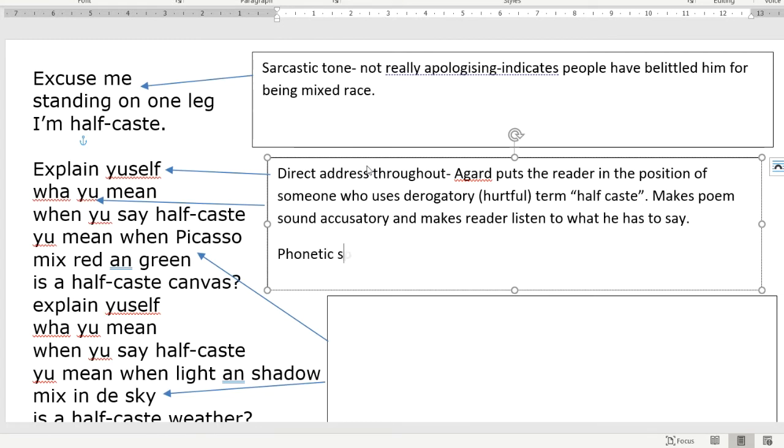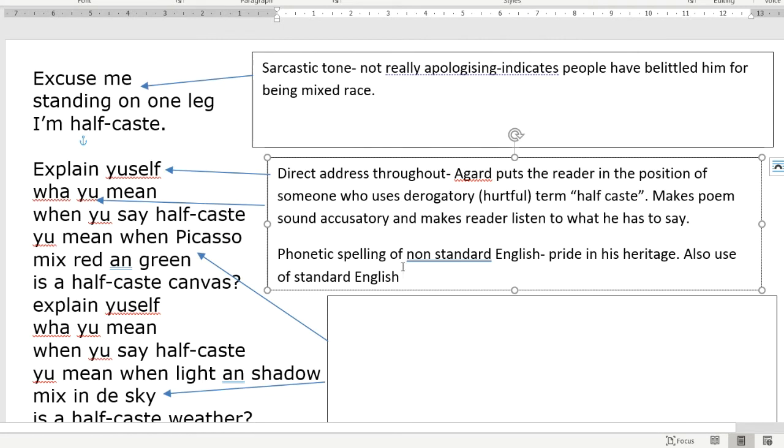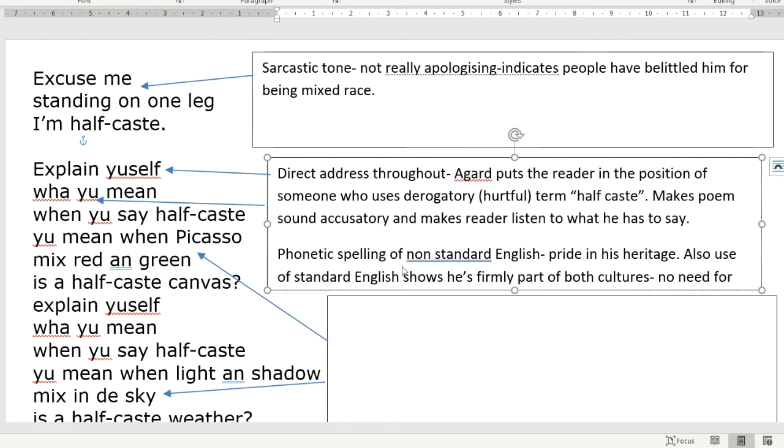Within this, as you all learnt yesterday, he is using that phonetic spelling and that non-standard English. What I think this tells us is it shows the pride that he has in his Caribbean heritage, because he is still using that dialect and that accent even when it's in the written form. But then also, with other words in the poem, he is using standard English. He isn't using the phonetic spelling for every single word. And so he's actually showing that he is firmly part of both societies.